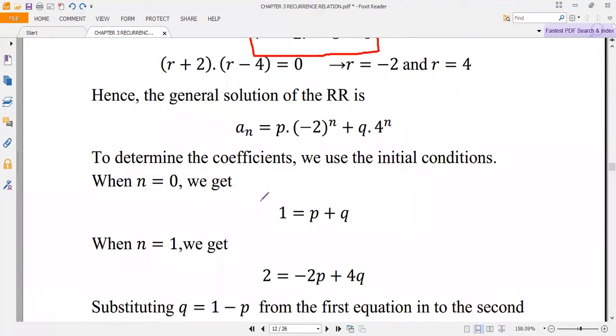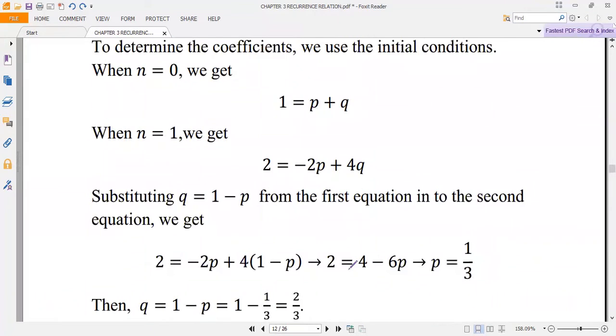Then let's substitute n is equal to 0. We get 1 is equal to p plus q, and when n is equal to 1, we get 2, which is equal to minus p plus 4q. Now, from the first equation, we can obtain q equal to 1 minus p.